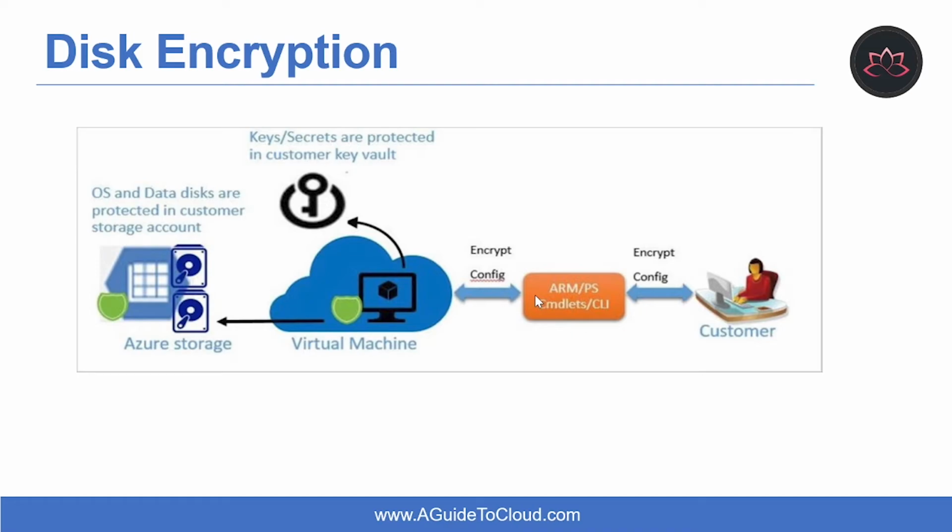Let's understand disk encryption. Azure Disk Encryption helps protect and safeguard your data to meet your organizational security and compliance commitments. It uses the BitLocker feature of Windows to provide volume encryption for the operating system and data disk of Azure virtual machines, and is integrated with Azure Key Vault to help you control and manage the disk encryption keys and secrets. If you use Azure Security Center, you are alerted if you have Azure VMs that aren't encrypted.